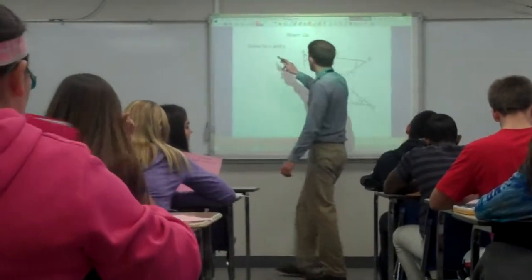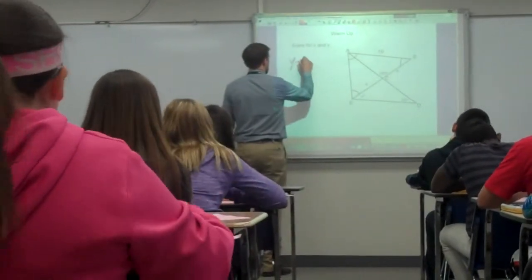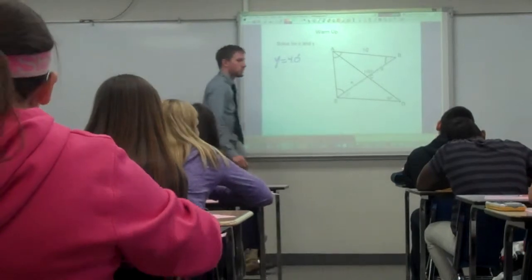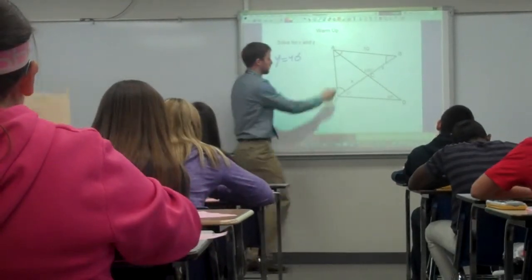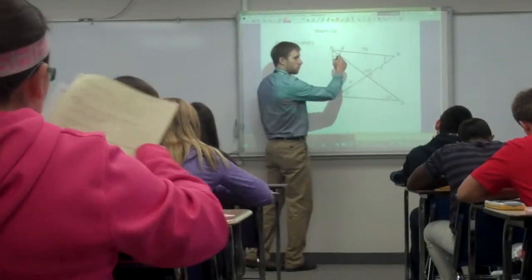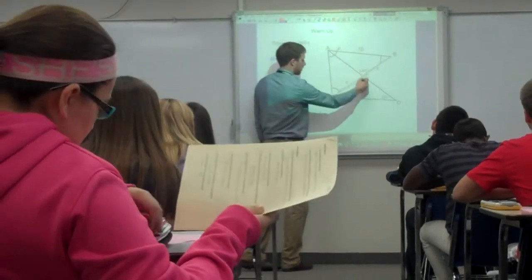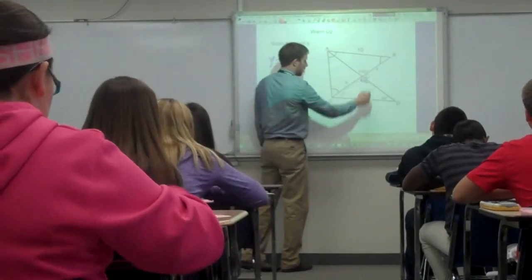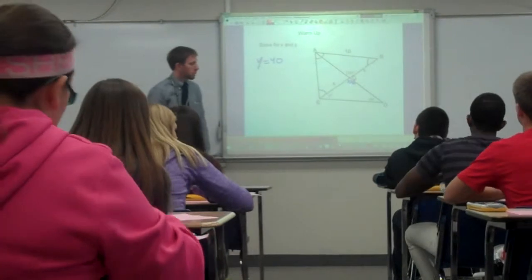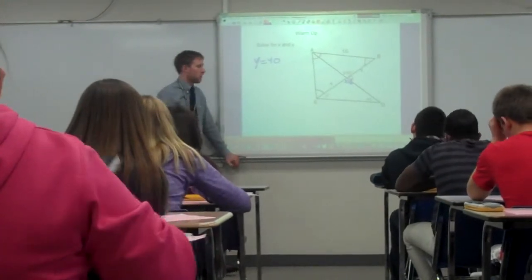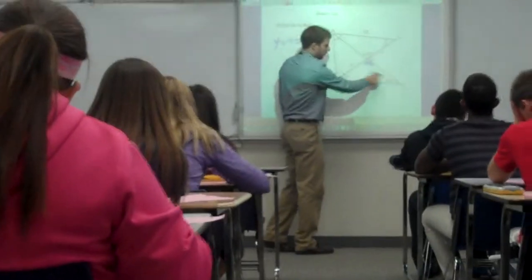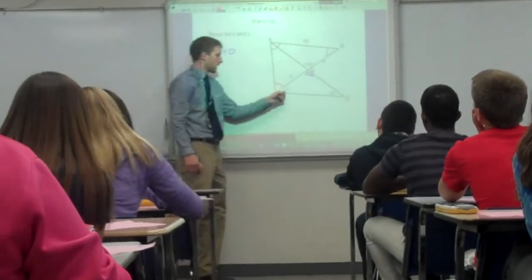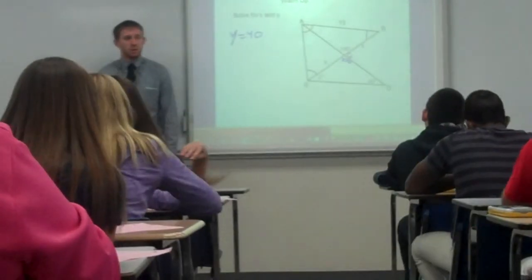y equals 40? Top angle there. This one? Where C is 100. You did vertical angles are 100? Okay. So then because this is 100, this is 40, that's 140, we have 40 degrees left. Now y equals 40.